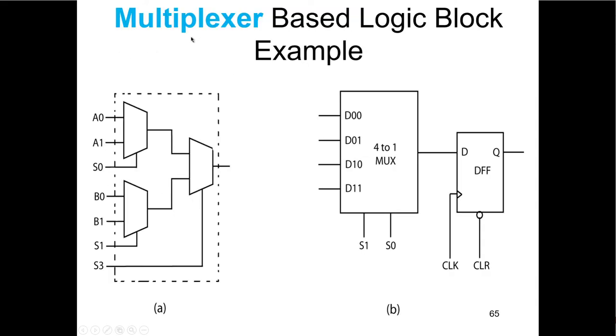So to do this with a multiplexer-based logic block, here you have three 2-to-1 muxes. So that makes a 4-to-1 mux. And then we have a flip-flop here. And we have these inputs and our selection lines, S1 and S0.